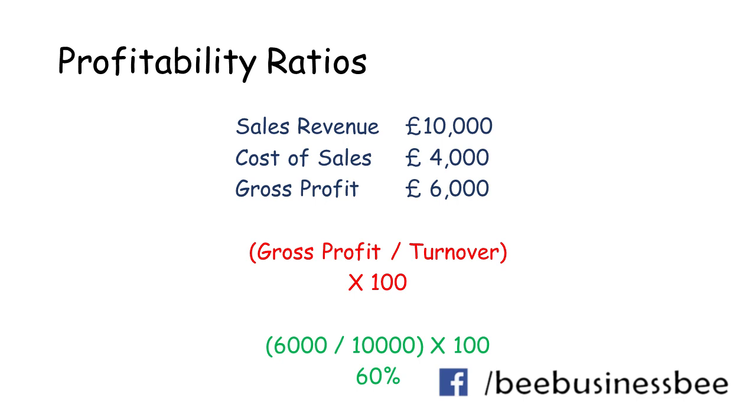I know that my sales revenue, which can sometimes be called turnover, is 10,000. I do that bit in brackets first. Then I multiply it by 100 and I get the answer 60%. So I'm making 60% profit on every item that I sell. If you want to think about that in simple terms, if I sell an item for £1, 60 pence of that product is profit. Of course, I've not taken away all my operating costs at this point.